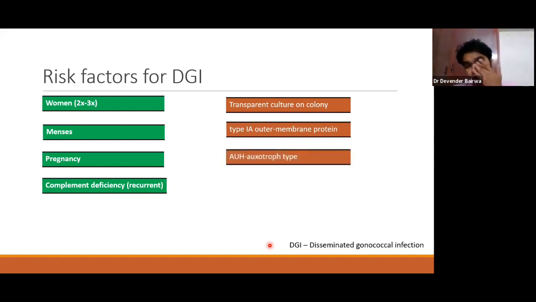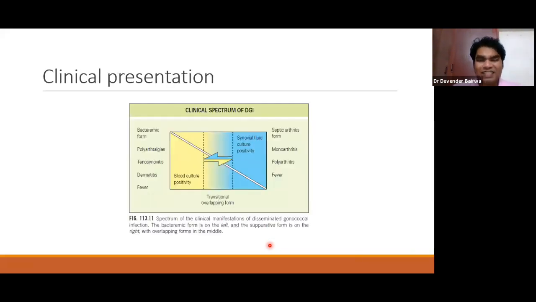So these auxotroph types are actually the ones which are positive for urea hydrolysis. So if these things are there in microbes, these are the pathogens which are more prone to cause disseminated gonococcal infection.